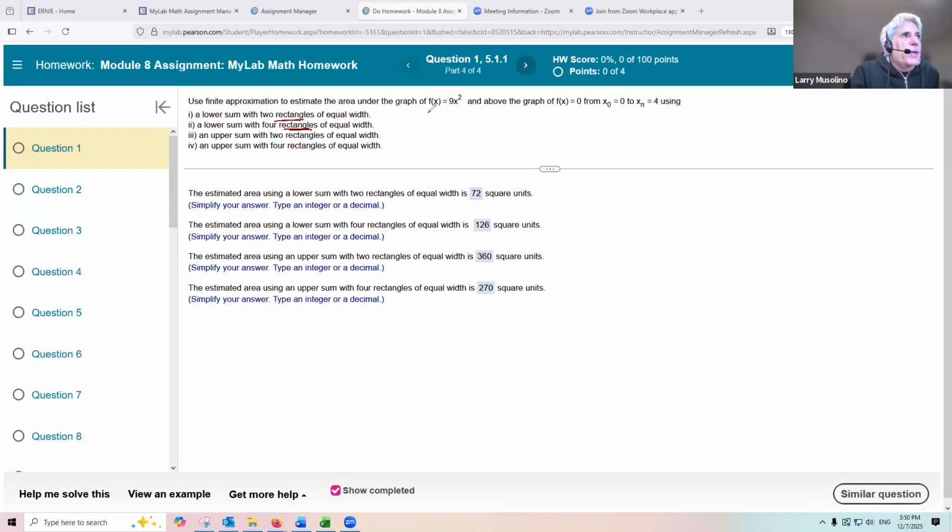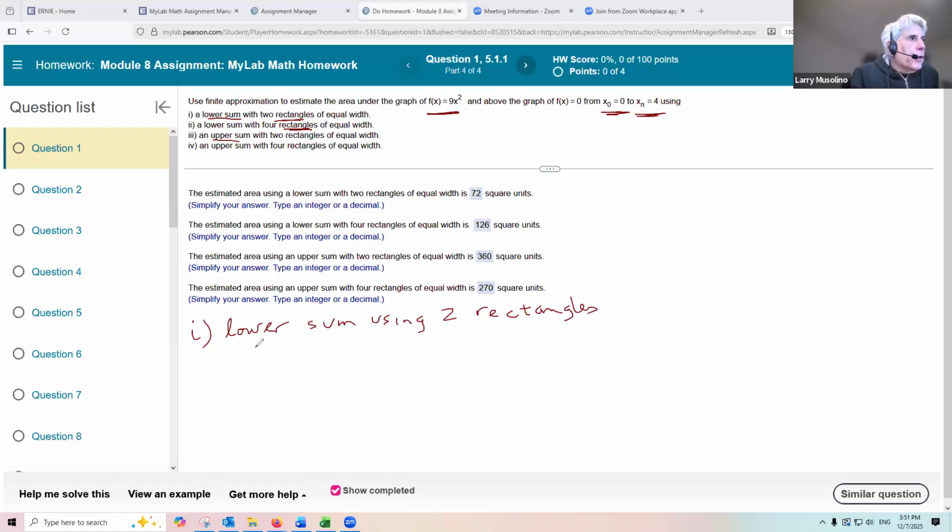It says the graph is f of x equals 9x squared, and the bounds are going to be the vertical lines x equals 0 to x equals 4. So let's do a lower sum example, and then we can do an upper sum example. All right, so let's do part A, or part 1, I guess they call it. A lower sum using two rectangles of equal width. Very important that you draw a diagram so you can get a visual picture of what's going on here.